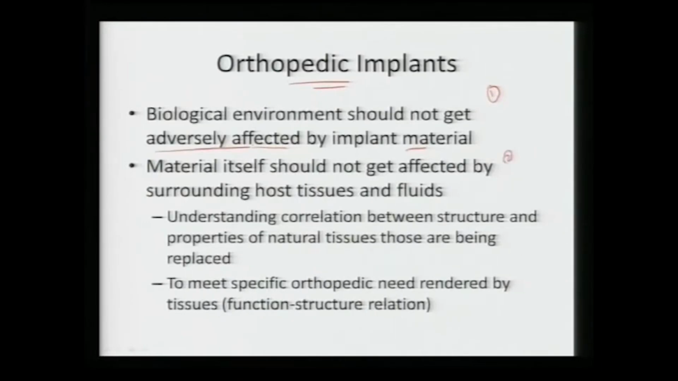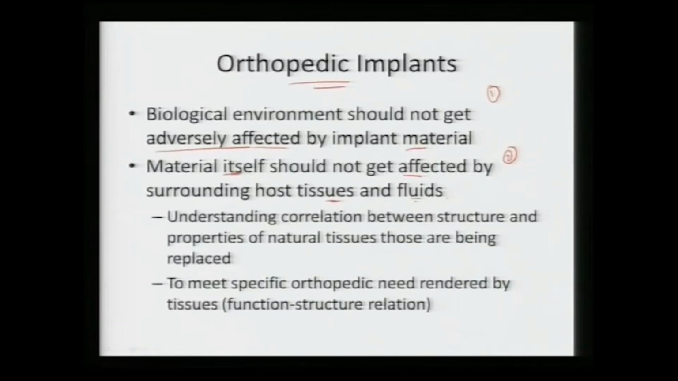At the same time, once the implant is inserted into the body, the material itself should not degrade. It should not get affected by the surrounding host tissues and the fluids encompassing it. So the material has to satisfy two criteria: it should not adversely affect the biological environment, and it should not get adversely affected by the biological environment. Both conditions have to be satisfied by the orthopedic implant.